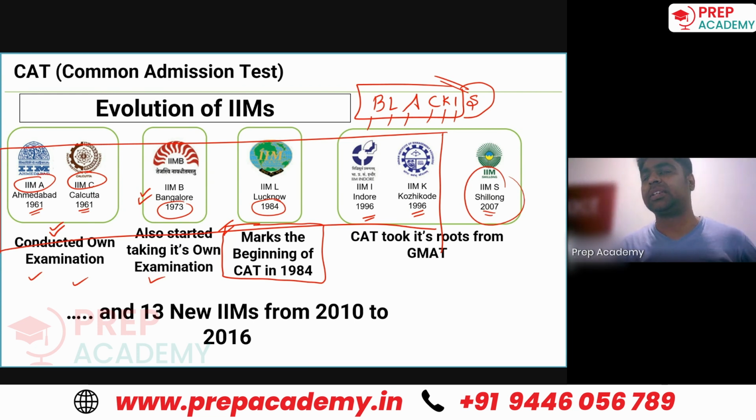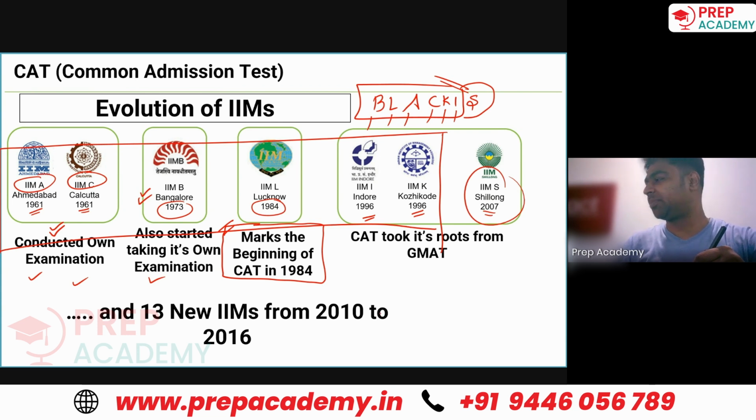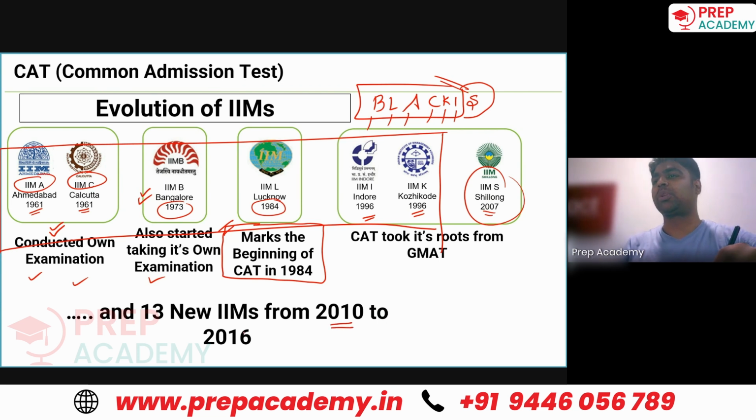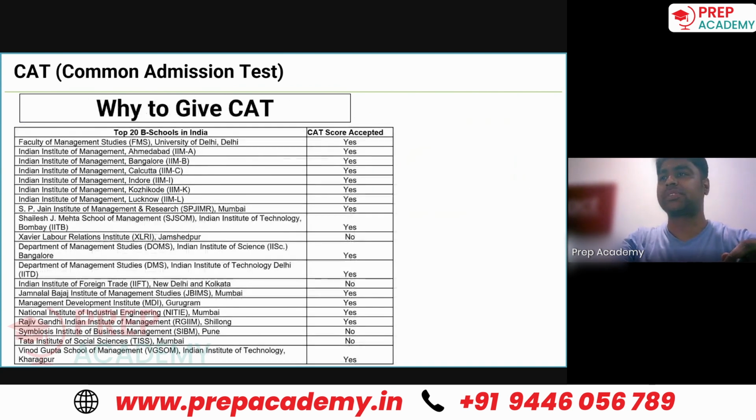Then Smriti Irani became the education minister, right? She was from the Hindi TV series Kyunki Saas Bhi Kabhi Bahu Thi. Smriti Irani becomes education minister. She says 13 more IIMs, let's introduce. So between 2010 and 2016, 30 new IIMs were introduced. These are all evolution, but this is not what I wanted to discuss with you.